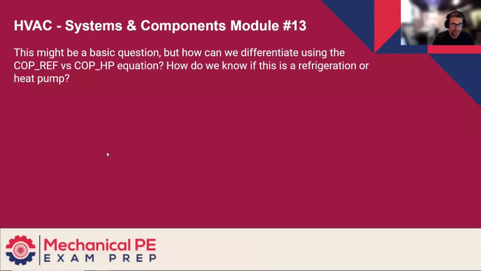Systems and components 13. This might be a basic question, but how can we differentiate using the COP of a refrigerator versus COP of a heat pump equation? How do we know if this is a refrigerator, if this is refrigeration or a heat pump? Yeah, so it is a basic question, but if your exam was tomorrow and you asked this question, it would make me a little nervous.